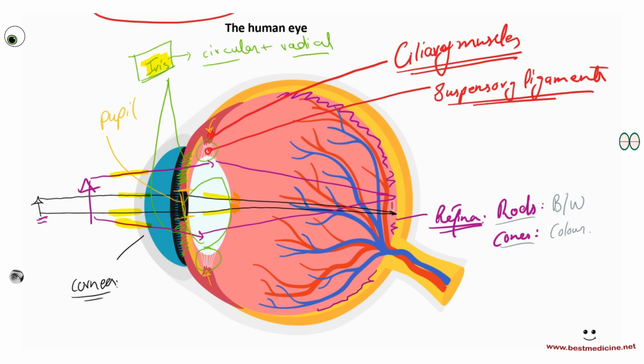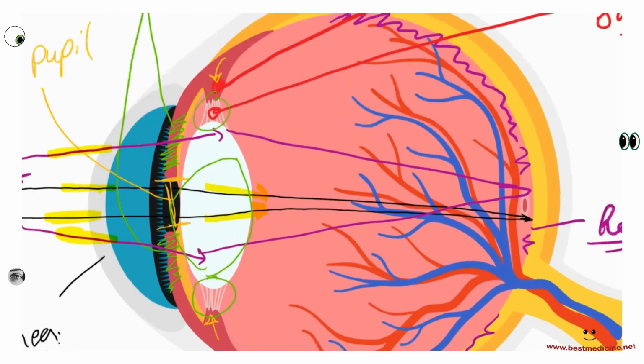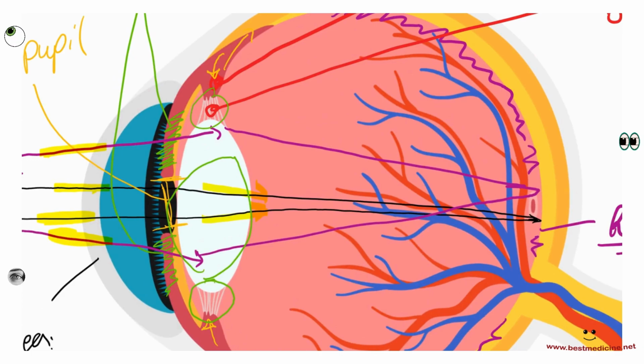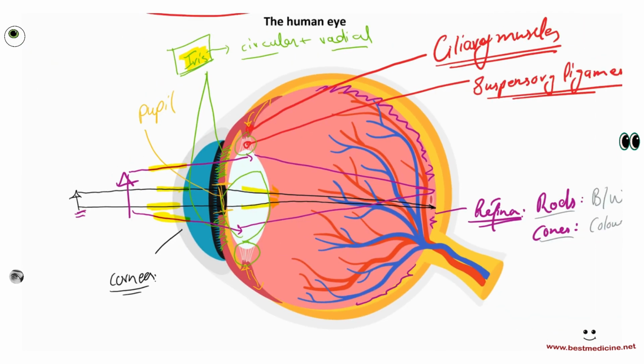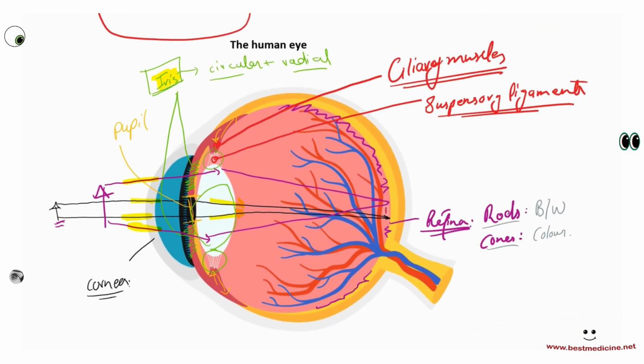And vice versa will also be true. So if you relax the ciliary muscles, then they will be pulled back. And when they are pulled back, the tension on the suspensory ligaments will increase, pulling the lens and making it flatter. Okay? So that is how the ciliary muscles control the diameter, the thickness of the lens, and therefore influence its refractive power.